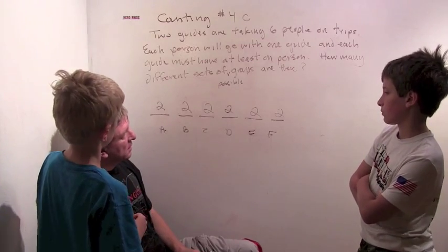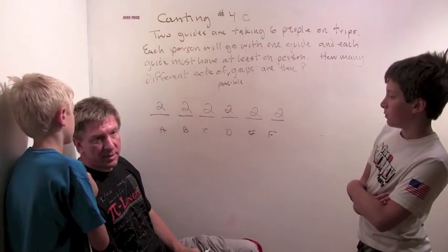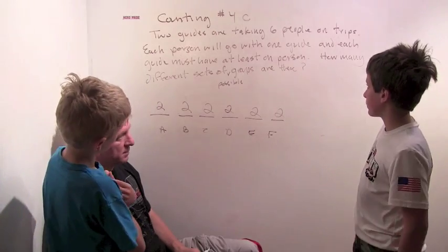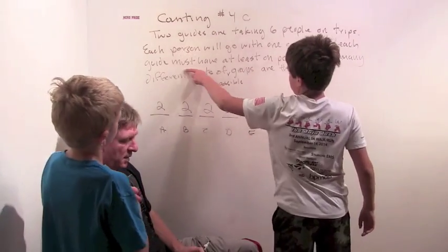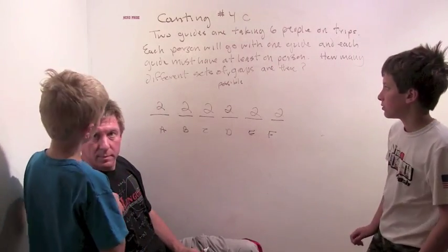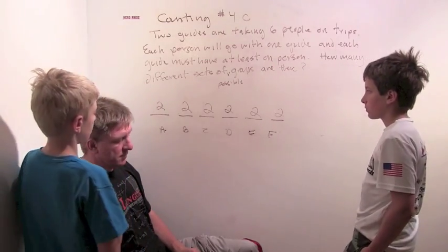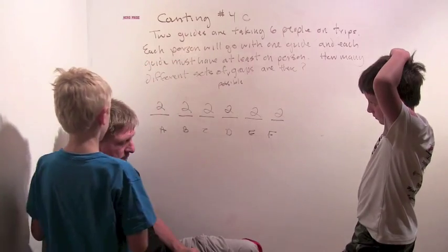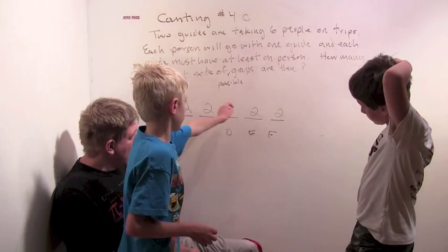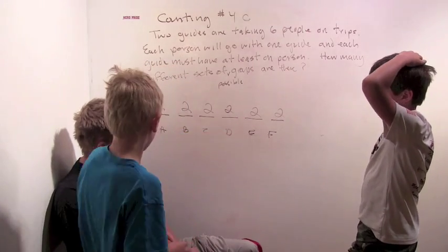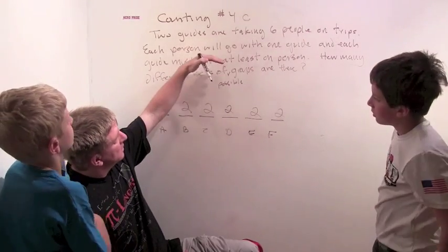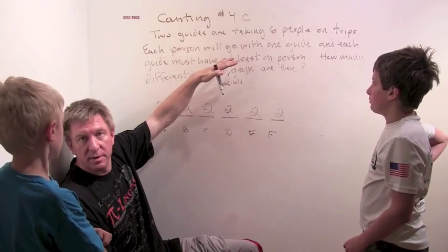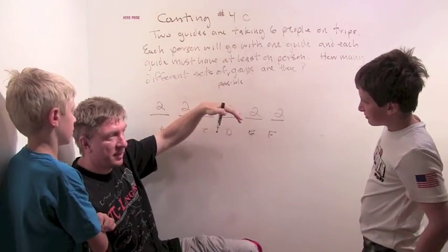Those choices are not completely independent of each other. Why not? Because of this little exception. Because if all of these people have chosen the same guide, then person F can only choose one guide. So what we need to do is pretend the exception's not there, and then see if we can deal with that at the end.